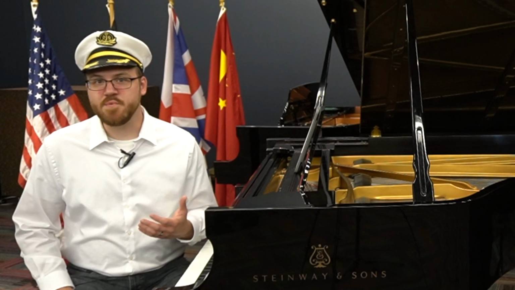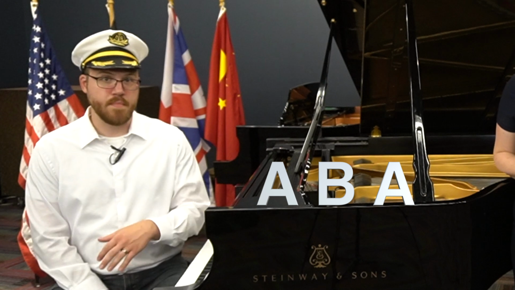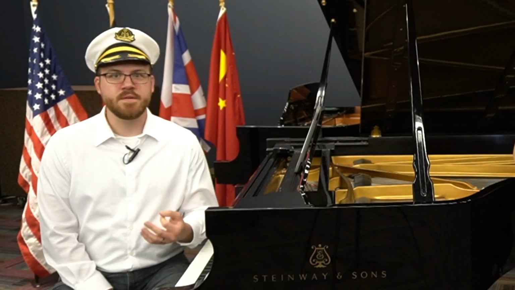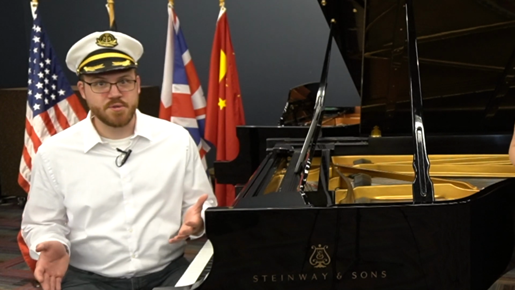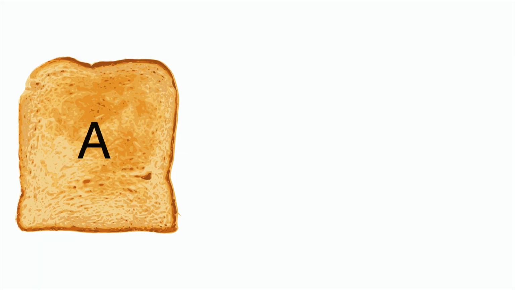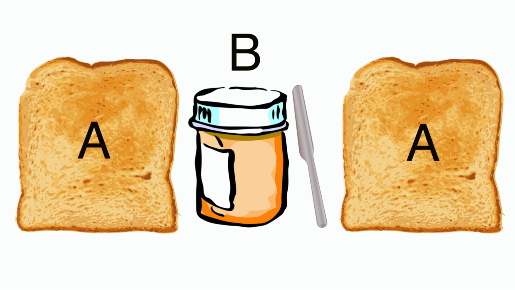One of the easiest musical forms to identify is called ABA, made up of 3 different sections. You see, ABA form is kind of like a peanut butter sandwich. The A is like the first piece of bread on bottom. The B is like the peanut butter in the middle. And the last A is like the piece of bread that rests on top.